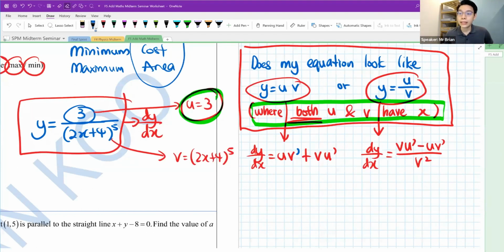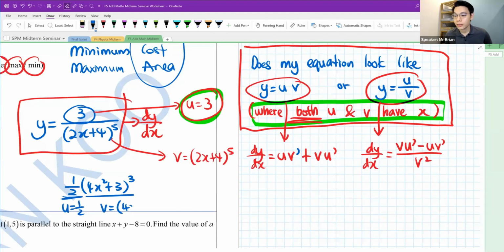So same thing like this. If I give you 1 over 2, (4x plus 3) to the power of 4x squared plus 3 to the power of 3. Some people say, oh teacher, for the u I want to do 1 over 2, and for the v I want to do like this. You can go and use the rule, but it's going to be a waste of your time. Redundant. So don't need to. Why? Because you don't have x. So only when u and v both have x will I use the rule.